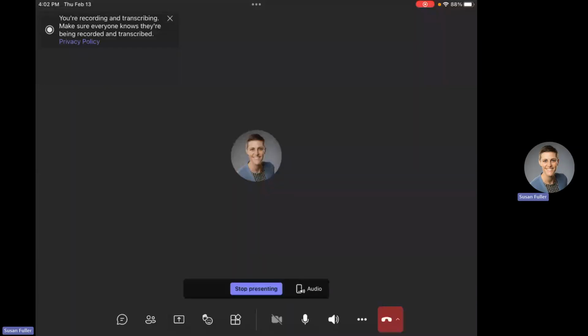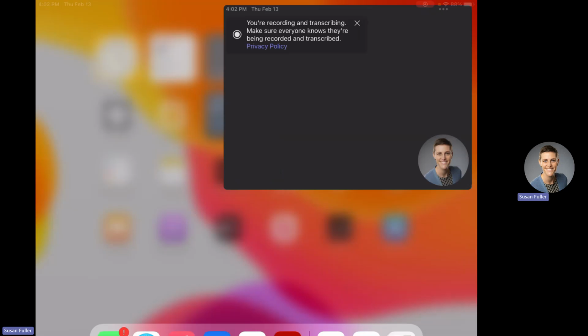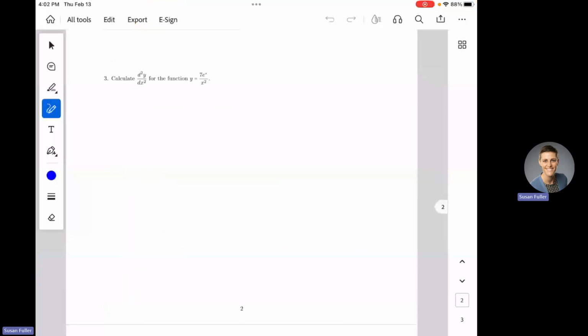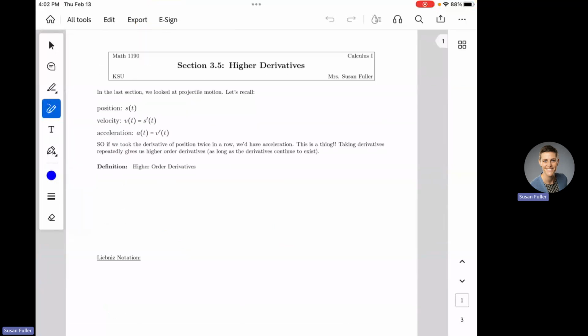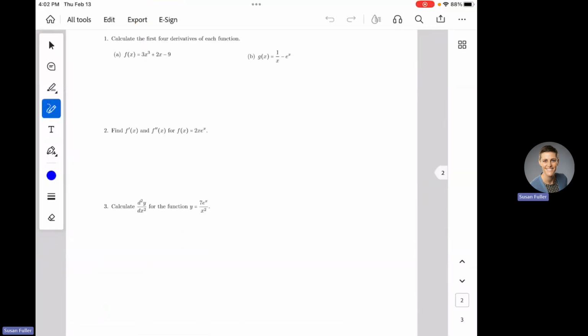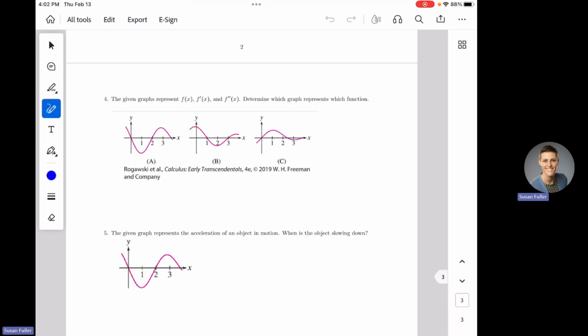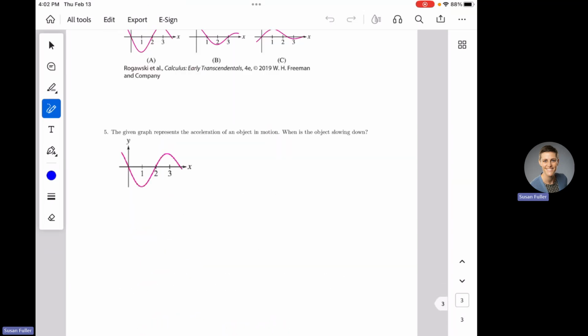Hello, everyone. All right, so we didn't get to finish all of the examples in the 3.5 and 3.6 notes in class. So I wanted to run through some of these last couple examples that we didn't get to. In section 3.5, which is our higher derivatives, we were able to do most of these. The only one we didn't get to was this last one here.